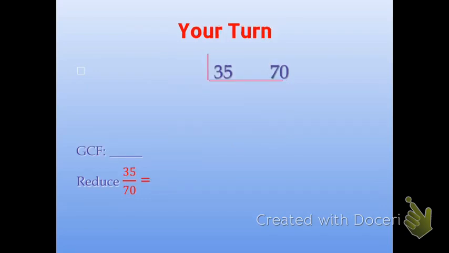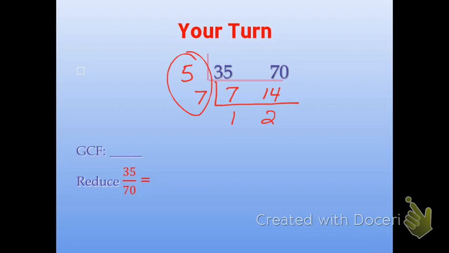So on your paper, work 35 and 70. Okay, so far we have 5 into 35, then we have 7 into 7, and 7 into 14. Okay, so our greatest common factor, remember, is these two multiplied together, which is 5 times 7, which is 35. I forgot to finish that, sorry. Let me write my 1. Equals 35, and our reduced fraction is 1/2.